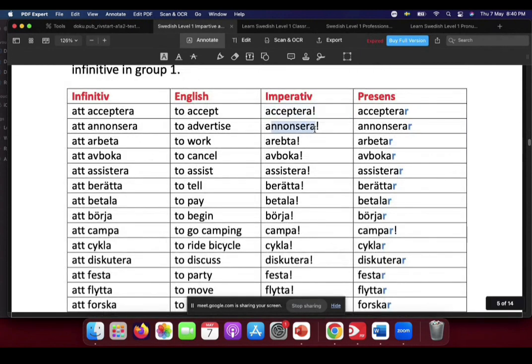It ends on a: annonsera, arbeta, avsluta. We don't drop a. If I say birata, better, biratanu, or bithala, you can say bithala. That is the imperative form. It ends on a.